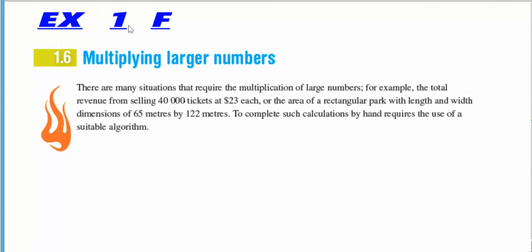Here we're looking at exercise 1F, which is following on from 1E. We do these alphabetically. Multiplying larger numbers. So we did multiplication in our last little video. Here we're still looking at multiplication, but looking at multiplying large numbers.